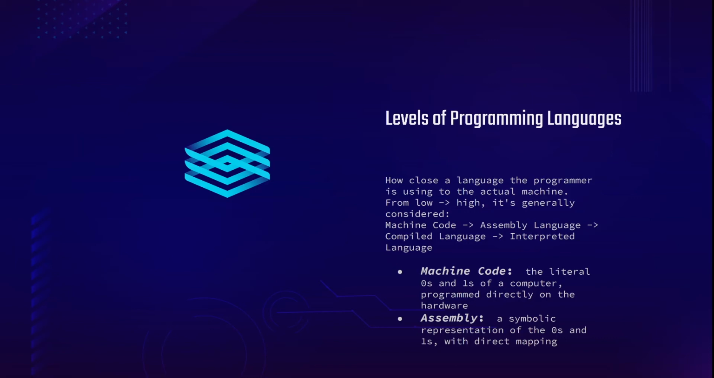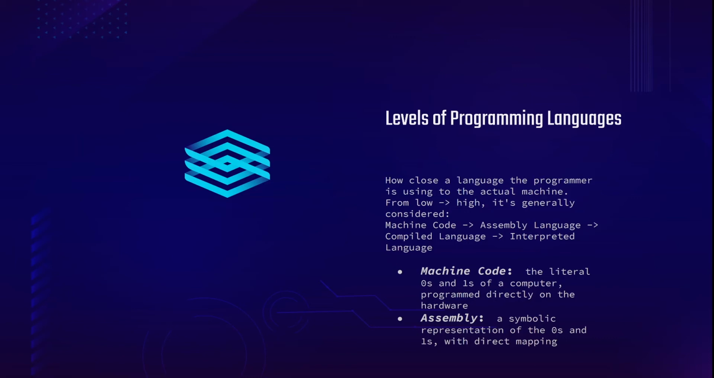From low to high, it's generally considered machine code as the absolute lowest, that's the zeros and ones. Then assembly language, really hard to read, but it has direct access. Then compiled languages, which have direct access to the machine in terms of how it's compiling. And interpreted languages, the most far removed, and they're going to have to go through some kind of application to be compiled.